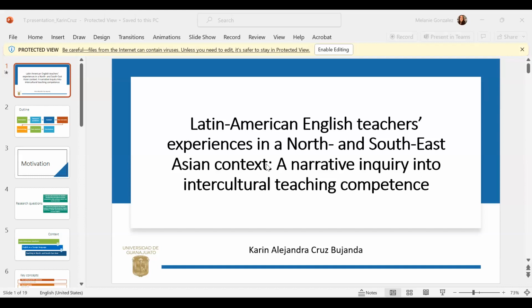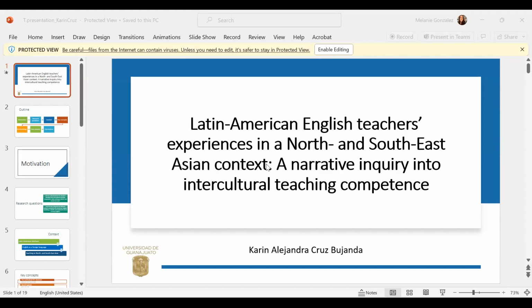So in this case, I was really curious what is the work of other teachers working over in those areas, in those contexts. So my research questions were, how do Latin American EFL teachers develop their intercultural teaching competence while working in North and Southeast Asia? Also, how do they integrate the different cultures involved?